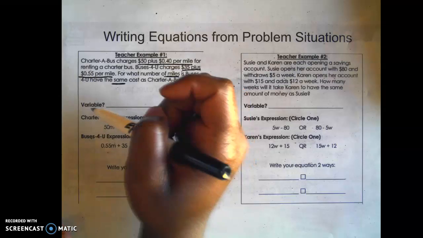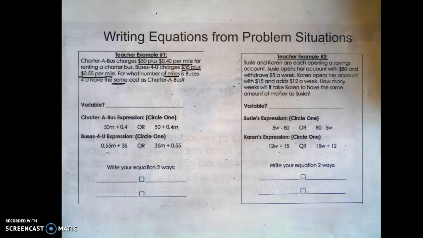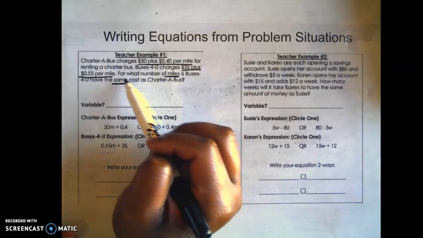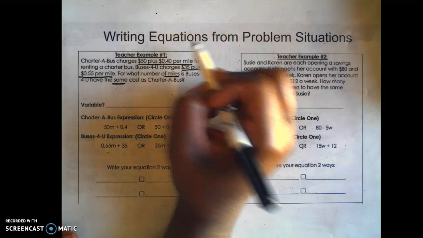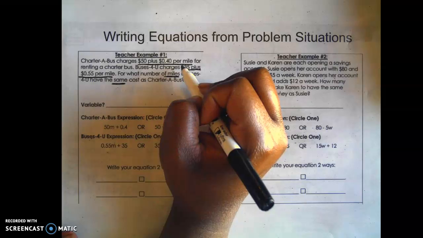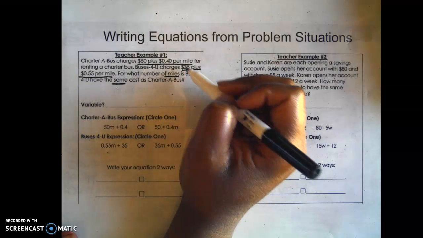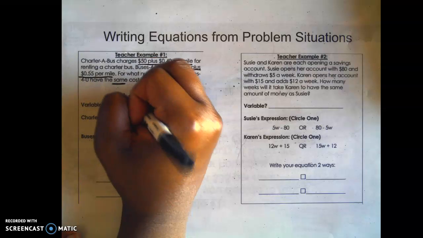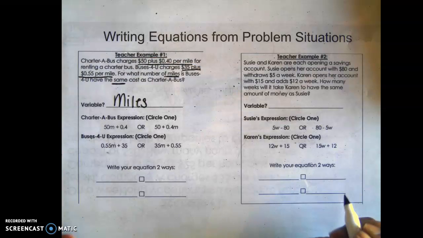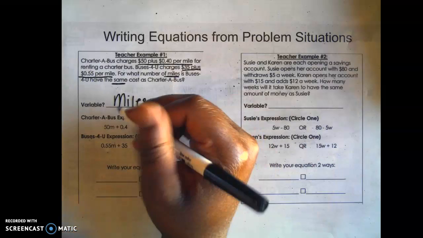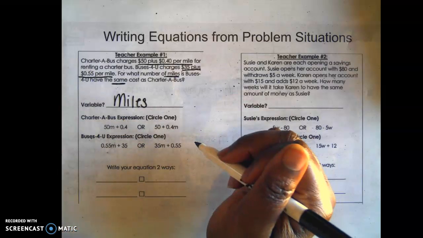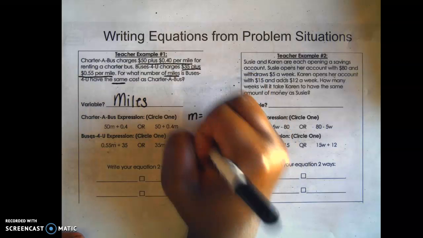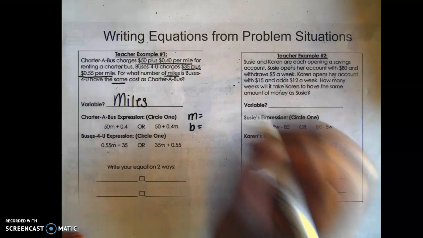So first I want to figure out, what is my variable? Well, let me look at the question. It says for what number of miles? And if I take a look at the word after per, it aligns: mile. So my variable is miles. That's what I'm looking for. That's our independent variable. Now, before I start my expressions, I'm going to break this down. I'm going to put M equals and B equals.